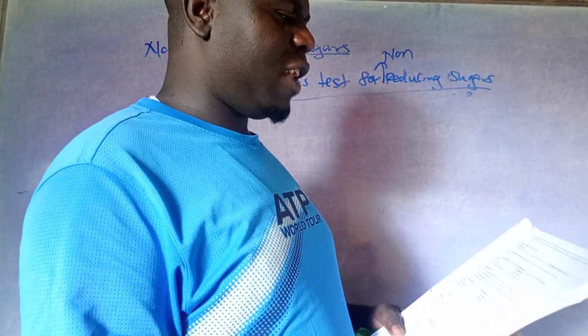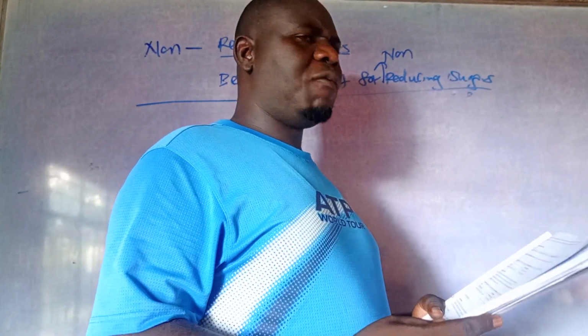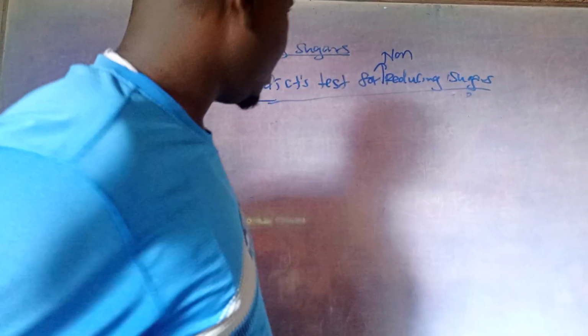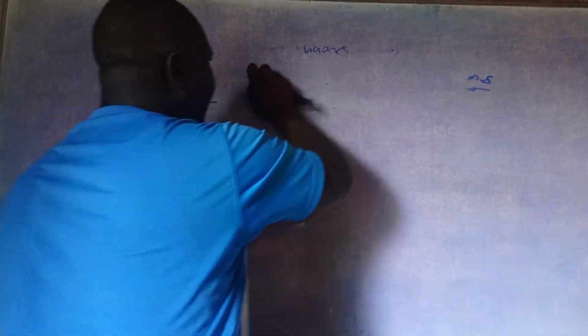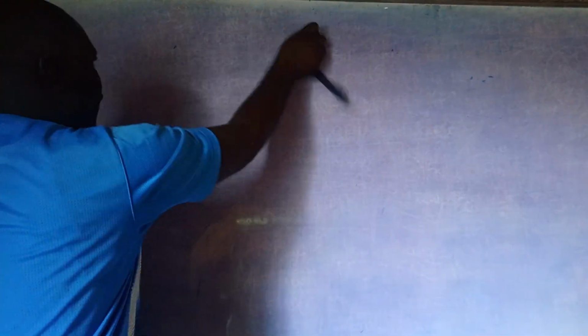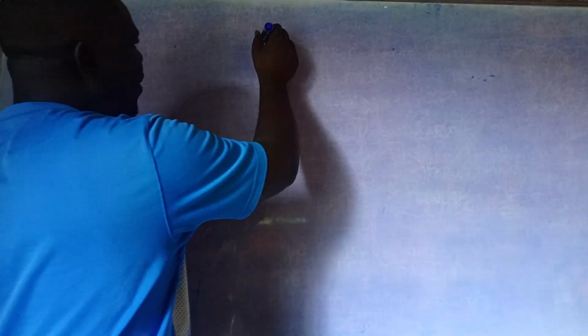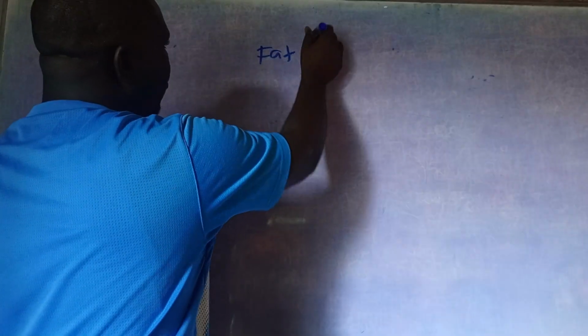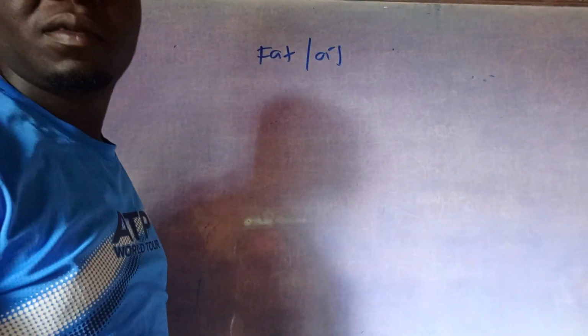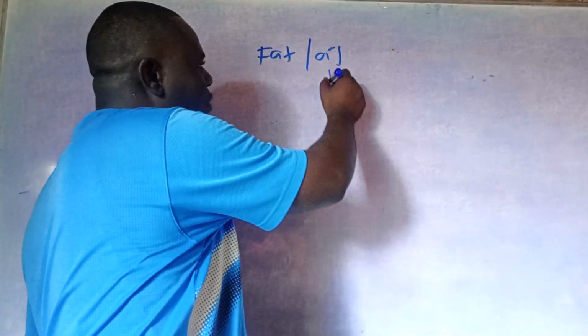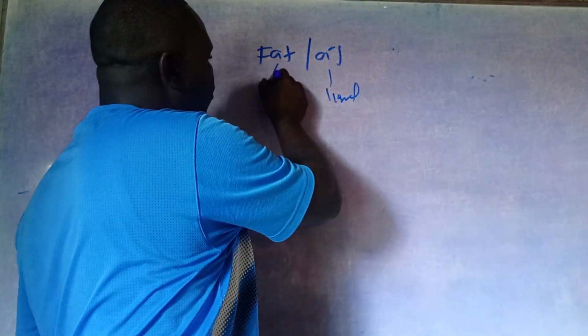What's the difference between a fat and an oil? One is solid, one is liquid. Oil is what? Liquid. Fat is solid.